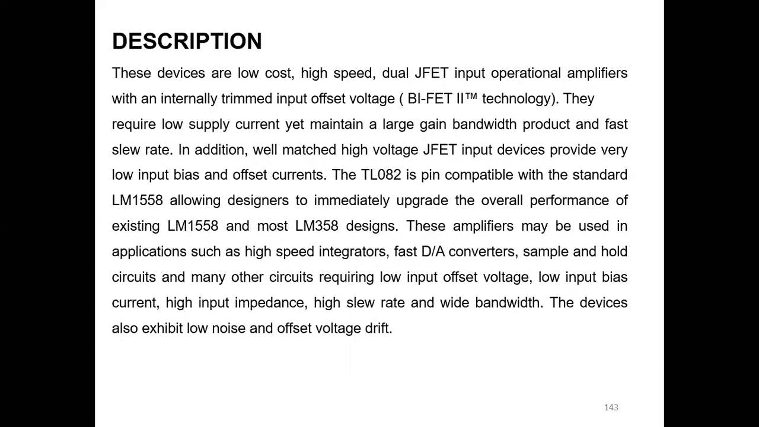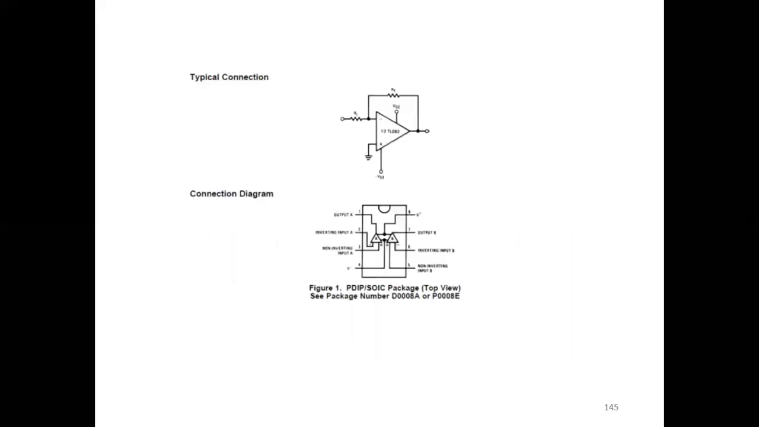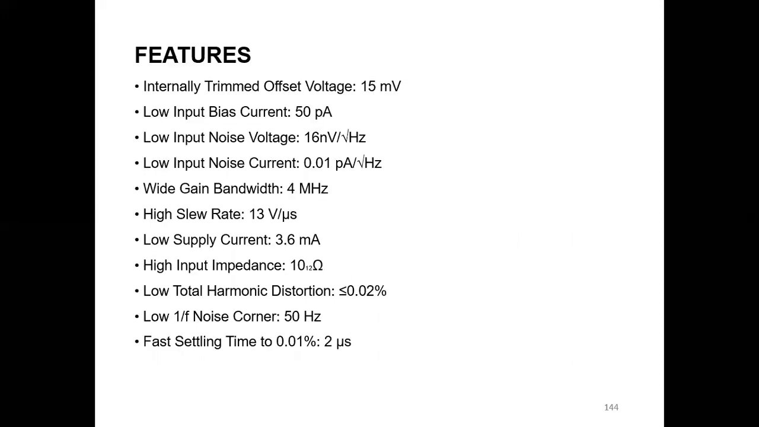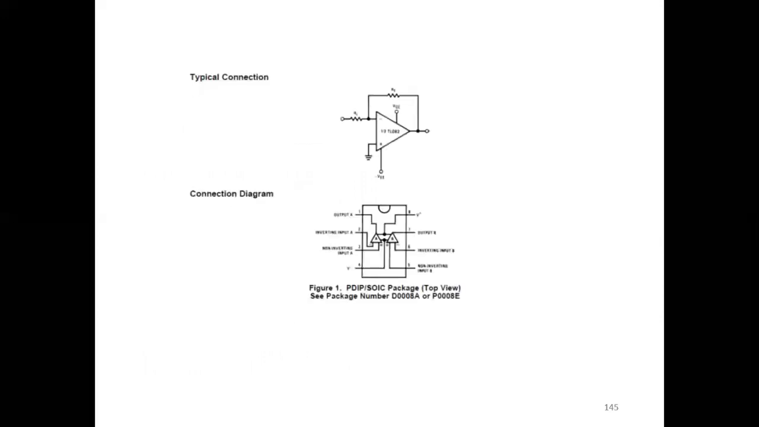These devices are low cost, high speed dual JFET input operational amplifiers with an internally trimmed input offset voltage technology. Next features: internally trimmed offset voltage 15 millivolt, wide gain bandwidth, that is 4 megahertz, high slew rate 13 volt per microsecond, and low 1/f noise corner, that is 50 hertz. This is the typical condition of this process.